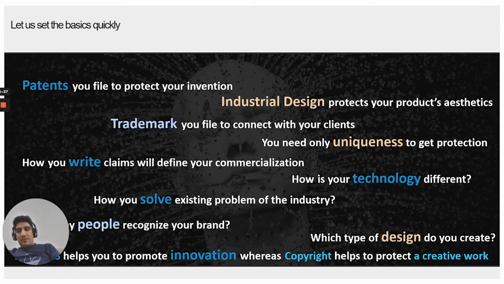Now, some of the aspects I already spoke about, I have just given some of the senses here. You need only uniqueness to get protection for industrial design, whereas how you write claims will define your commercialization aspect in terms of patents. So a patent does not need only uniqueness, but you also have to draft your claim very clearly on how you want to commercialize, which I'll touch upon in the later part of my presentation.